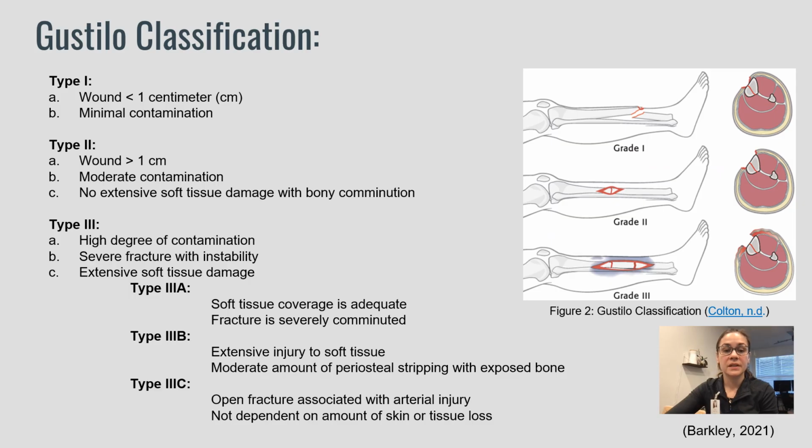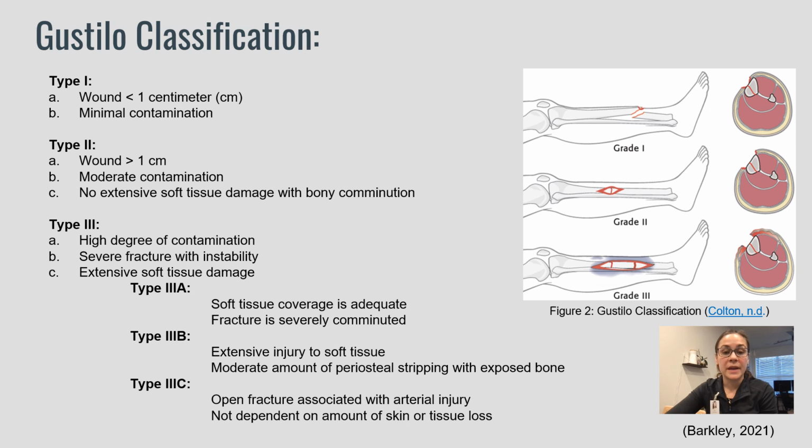This slide covers the Gustilo classification of open fractures. For type 1, the wound is less than 1 centimeter and has minimal contamination. For type 2, the wound is greater than 1 centimeter, has moderate contamination, and no extensive soft tissue damage with bony comminution. For type 3, it is a high degree of contamination. It is a severe fracture with instability, and it has extensive soft tissue damage.